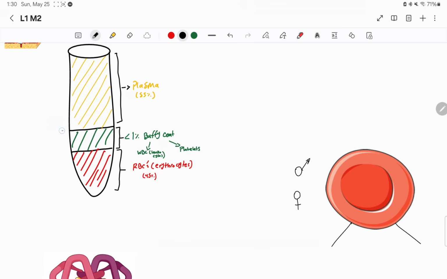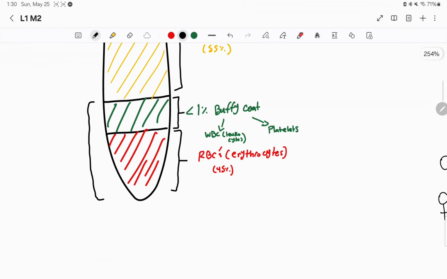Now, the combination of the buffy coat and the erythrocytes, right? So if I put that 45% and that less than 1% together, it is called the hematocrit, okay? And it's about 45%, you know, it changes. It's about 42% in women, 45% in men, okay? But this is the hematocrit, and all it's talking about is just formed elements, okay? And like I said, it's the combination of the buffy coat and the RBCs.